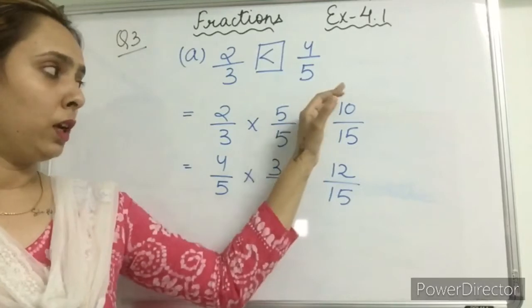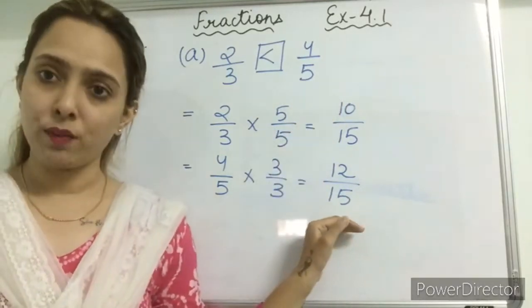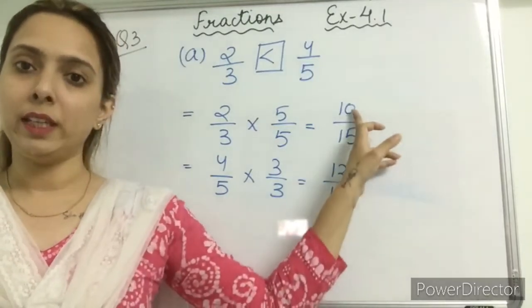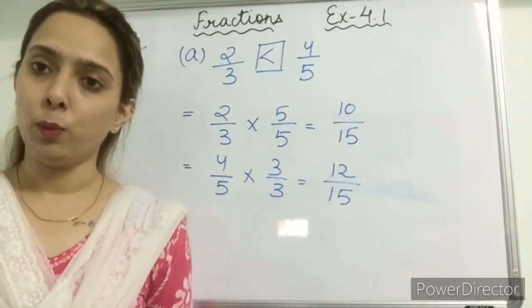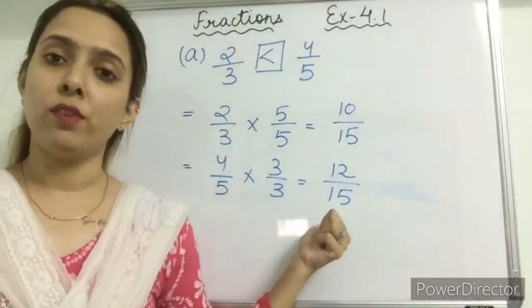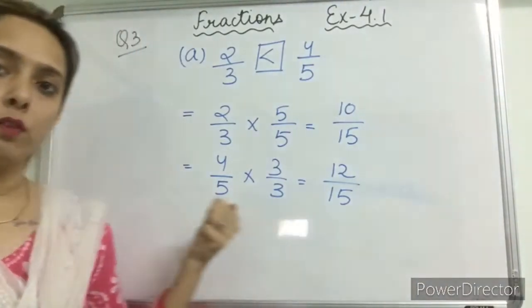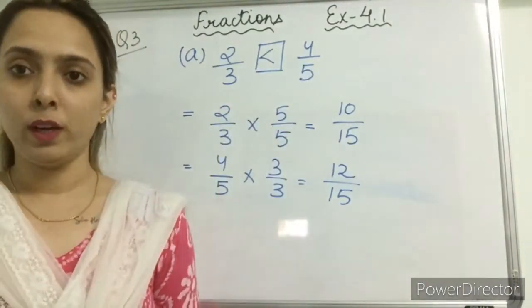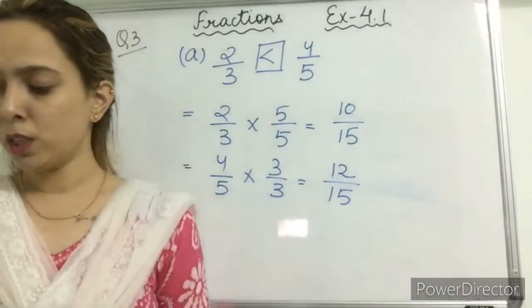Now both these fractions are like fractions, and now we will consider only numerators. So here we can see that we have got 10 and 12. So obviously 12 is greater. So from which fraction have we got 12 upon 15? From 4 upon 5. So 4 upon 5 is greater. This is the way we will do these questions.